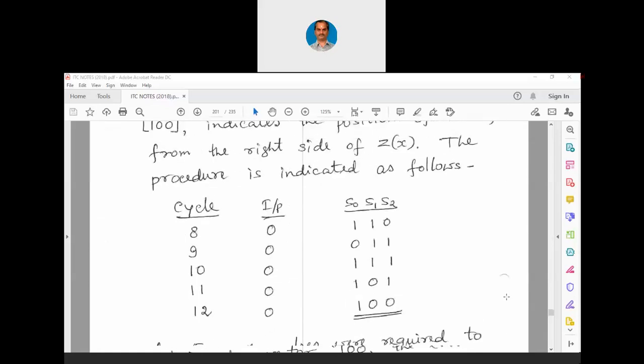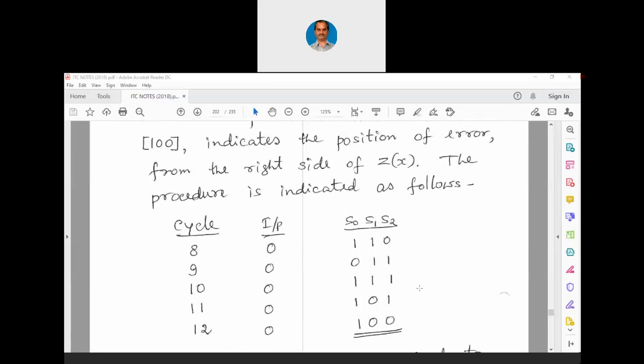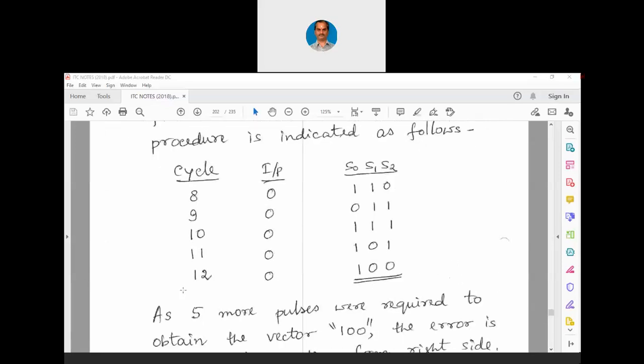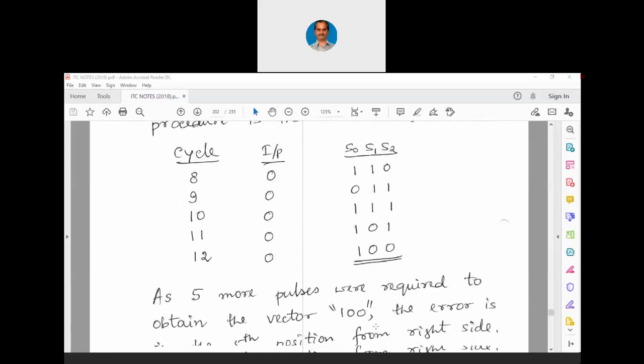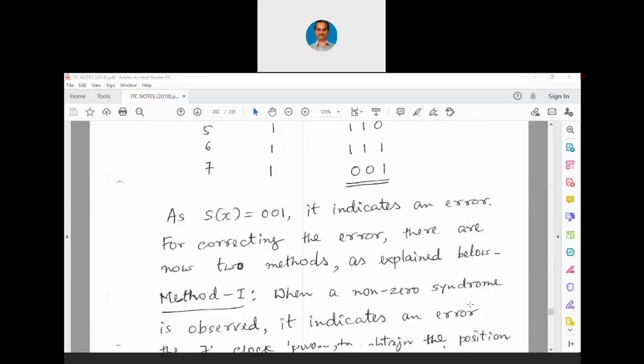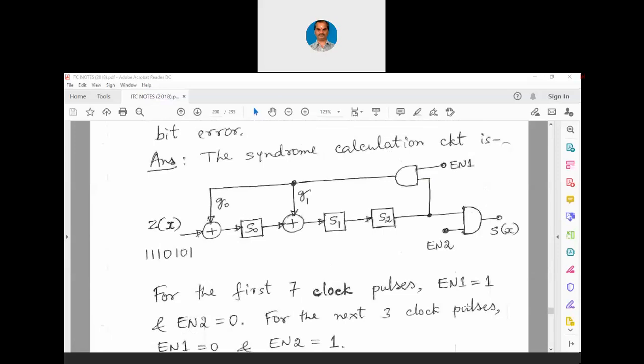Now when we get 100, how many clock cycles are over now? 5 clock cycles are over. Now as 5 more pulses were required to obtain the vector 100, the error is in the 5th position from the right side. It is the 5th position from the right side. 1, 2, 3, 4, 5. So what was our input? Our input was 1110101. 1, 2, 3, 4, 5.